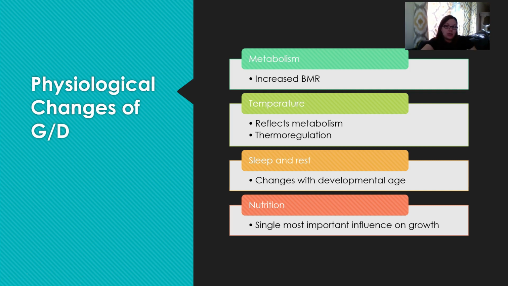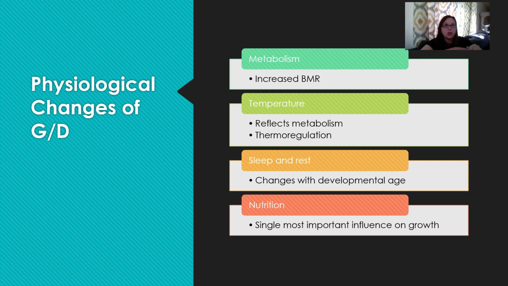So metabolism, kiddos are going to have an increased BMR or basal metabolic rate the younger they are. Easy way to remember that, babies eat more often, right? They eat every couple hours. And then as kiddos get older and they get a little bit bigger, the metabolism slows down a smidge. Toddlers don't eat as much. And then when they have bigger growth spurts again as teenagers, their metabolism goes up and their caloric intake requirements go up.